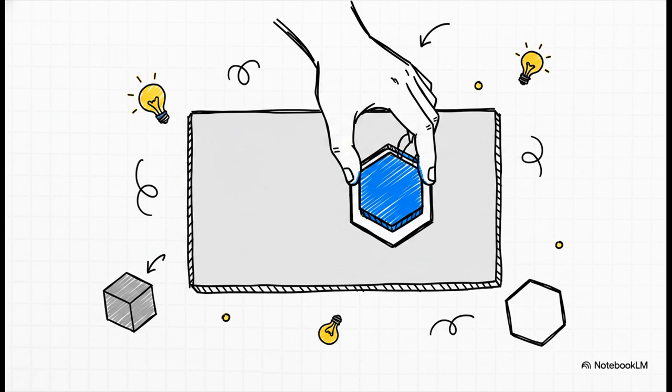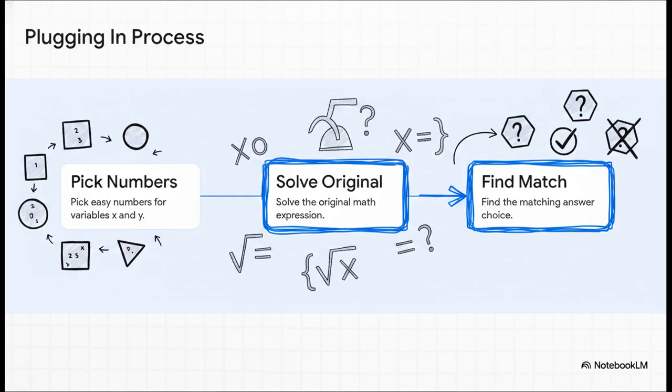This strategy is all about smart substitution for the variables x and y, rather than trying to simplify the actual algebra itself. The logic here is beautifully simple. Since the question is asking for an equivalent expression, whatever numbers we pick must yield the exact same numerical result in both the main question and the correct multiple choice option. So the process really just comes down to 3 straightforward steps. You pick easy numbers, you solve the original expression, and then you just find the matching answer choice.